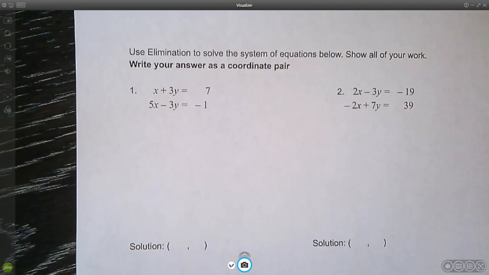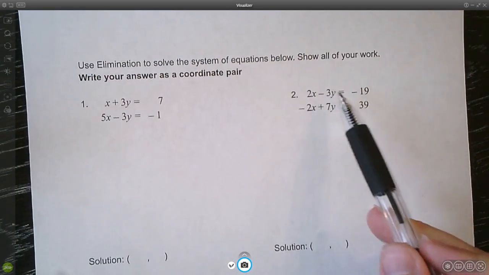Okay, so I'm going to go through a couple of these problems on elimination. There's a total of 4 problems. I'm going to go through 2 of them. Okay, so let's start with this one.